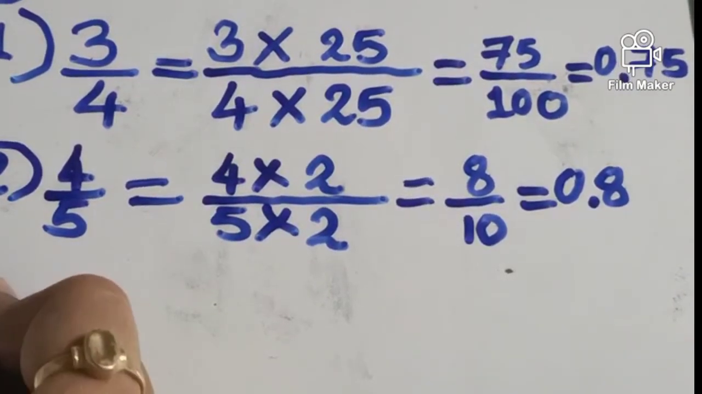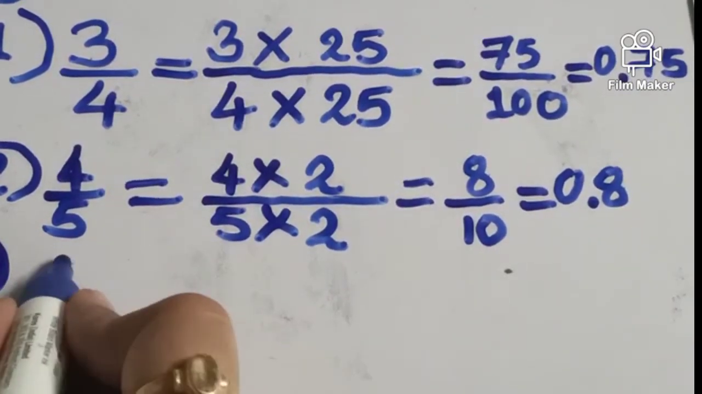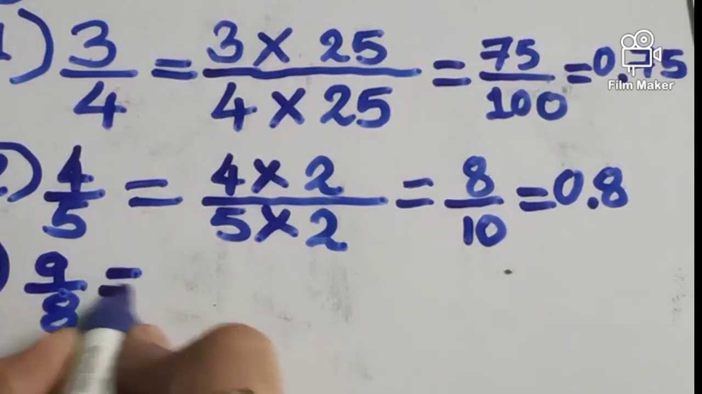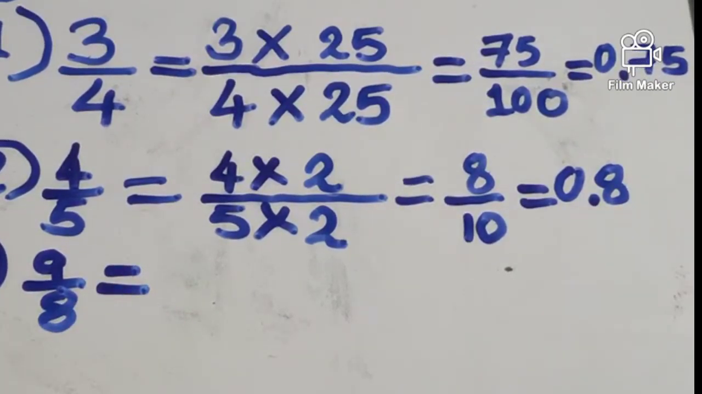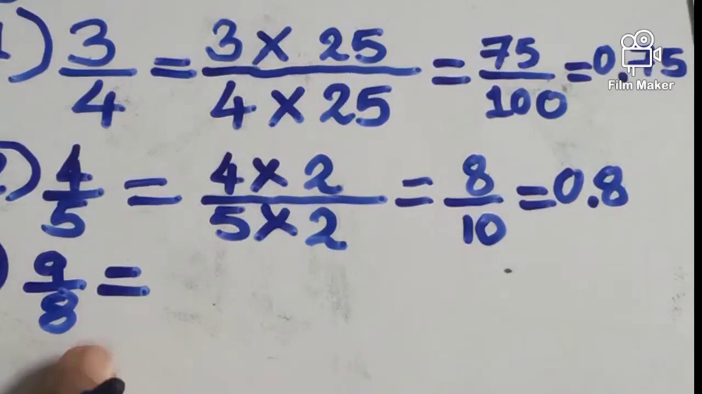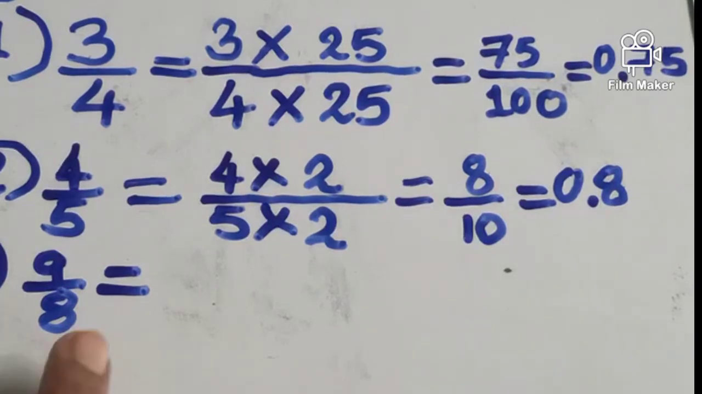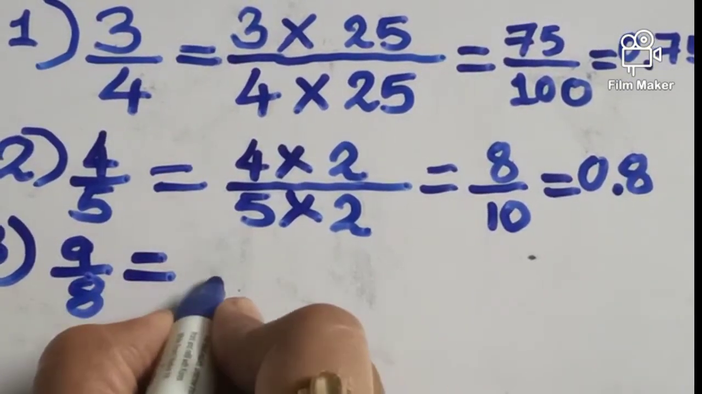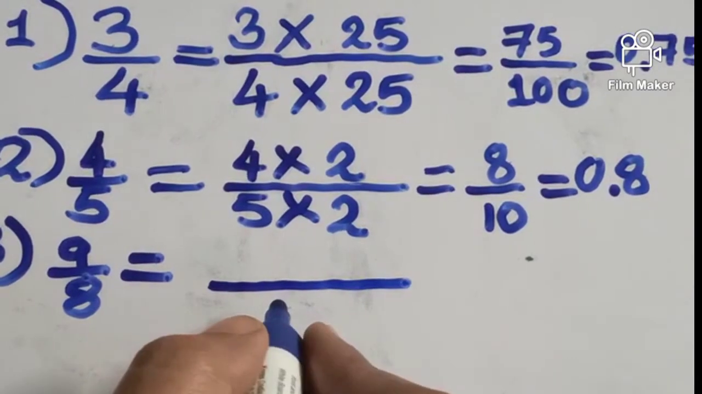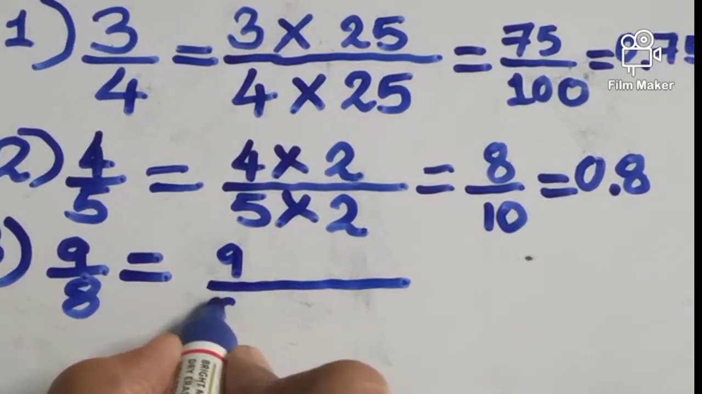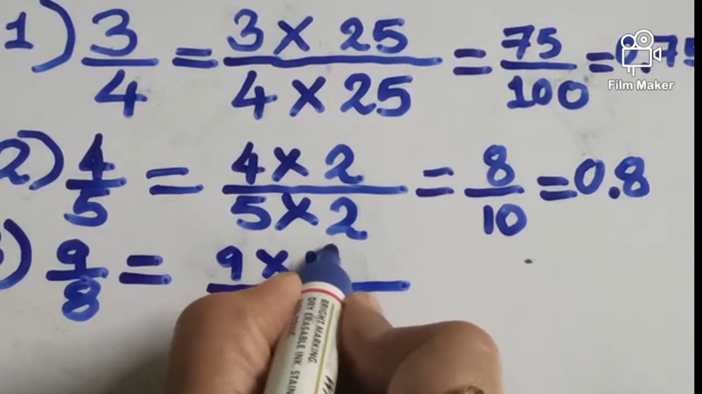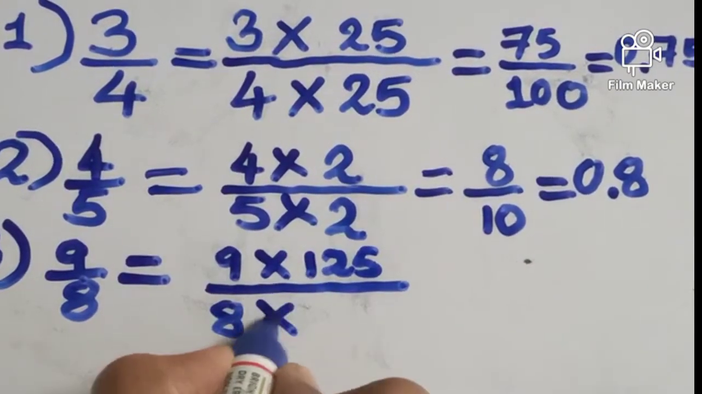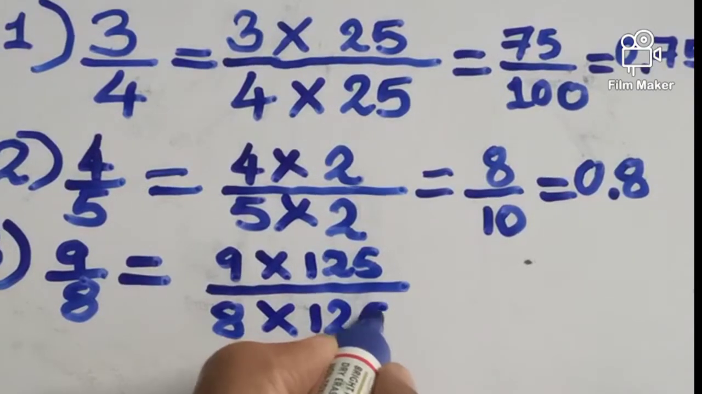Now see, question number third. Question number third is 9 upon 8. So we have to multiply 8 with 125. We can't make it 10 because 8 ones are 8, 8 twos are 16. Not possible. 100 is also not a multiple of 8. So the number is 125, by which we have to multiply 8 and the numerator as well. So we'll write 9 multiplied by 125 and 8 multiplied by 125.